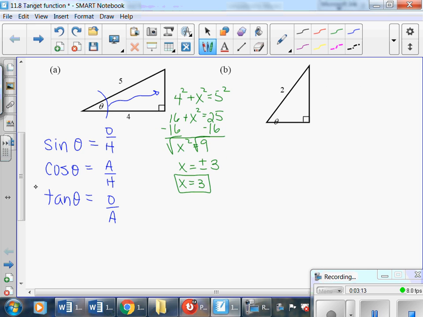So now we can continue with our sine and cosine. We know this side is 3. So the sine is going to be 3 over 5. The cosine is 4 over 5. And our tangent is going to be opposite over adjacent, which is 3/4.